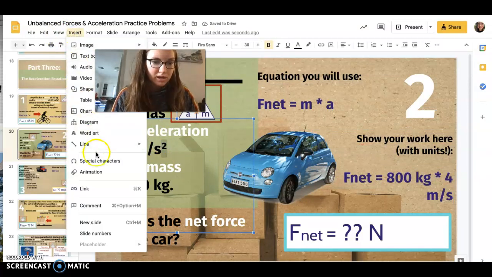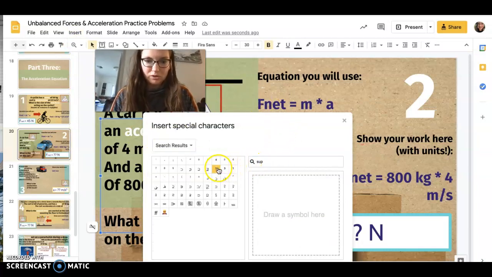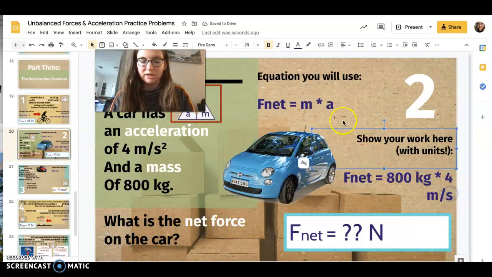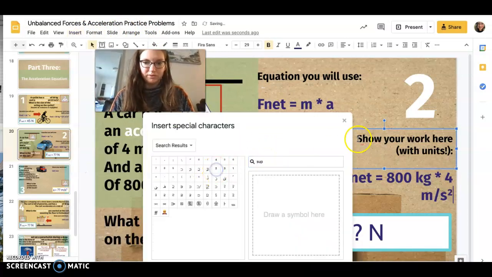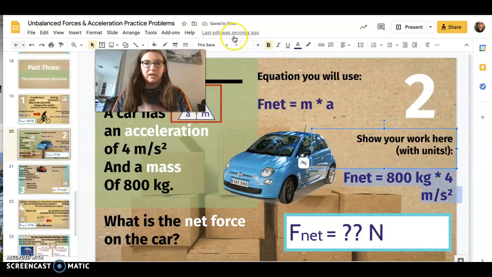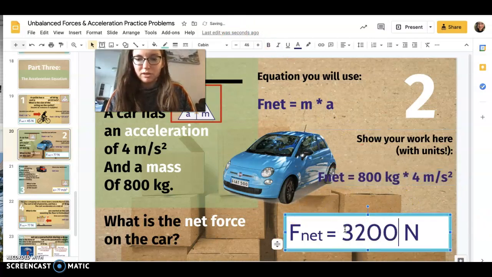And remember, another way you can do that square is special characters, sup for superscript, and just press the number 2. Nope, it didn't work. Oh, because I was looking in the wrong spot. Sup 2. Okay, let me make this a bit smaller. Okay, so 800 times 4, so that's going to be 3,200 newtons. Okay?